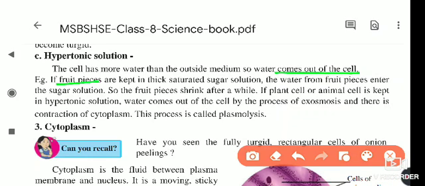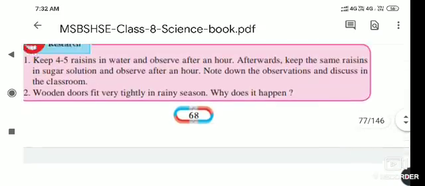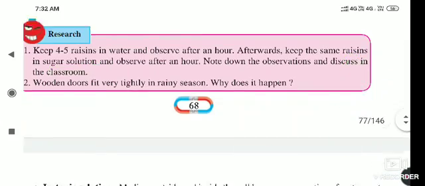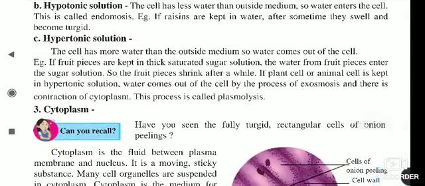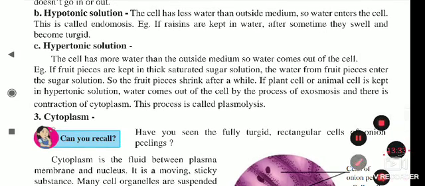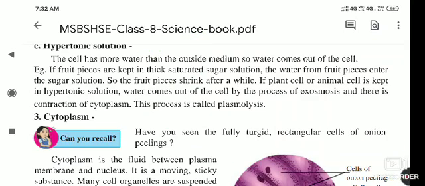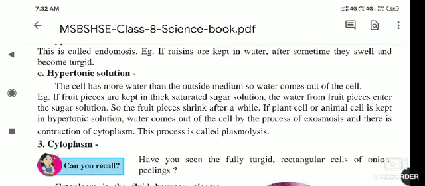If fruit pieces are kept in a thick saturated sugar solution, the water from the fruit pieces enters the sugar solution, so the fruit pieces shrink after a while. In the above activity, they told you that if we keep these raisins in the sugar solution, they shrink again, and if you keep them in water, they become turgid. These two conditions are there. So raisins kept in the sugar solution show the hypertonic solution.